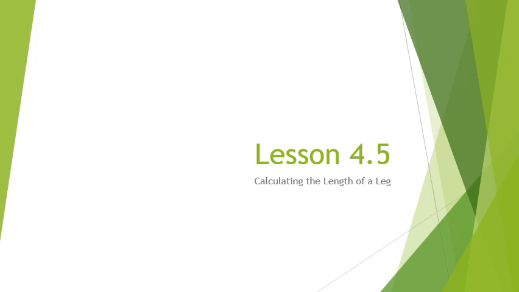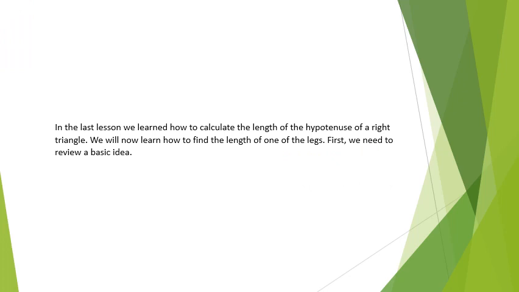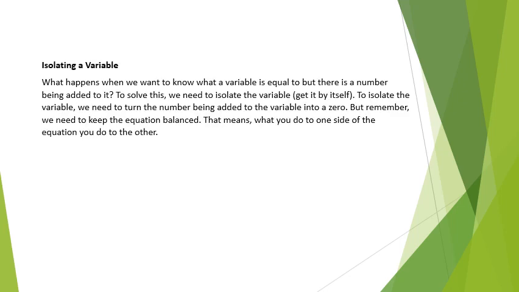Lesson 4.5, Calculating the Length of a Leg. In the last lesson, we learned how to calculate the length of the hypotenuse of a right triangle. We will now learn how to find the length of one of the legs. First, we need to review a basic idea. That idea is called isolating the variable.